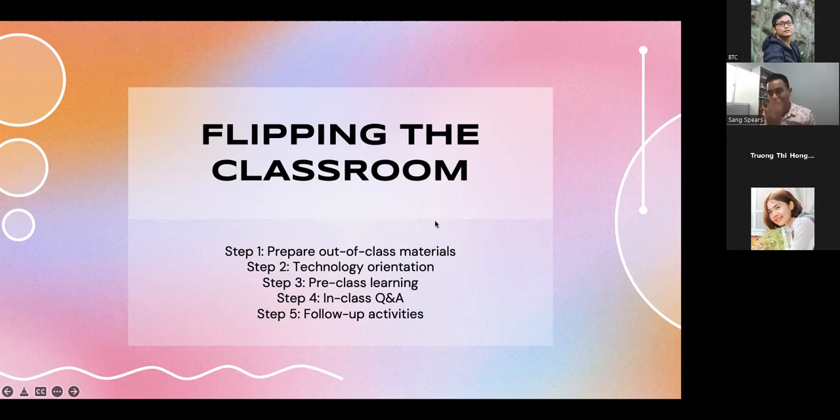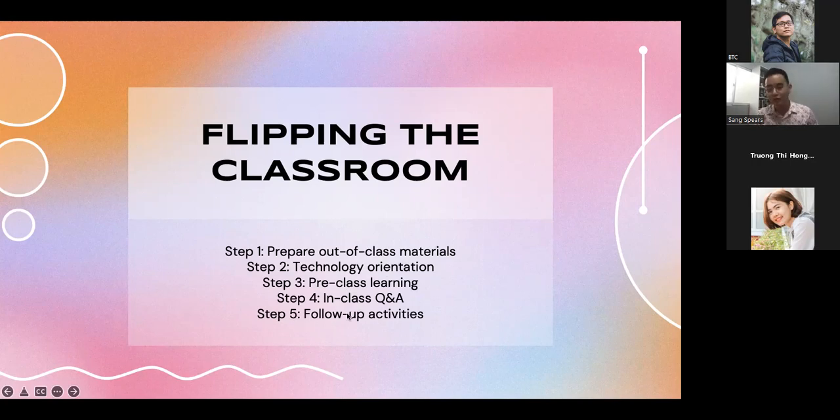The first one is to prepare out-of-class materials. The second part would be technology orientation, because a flipped classroom requires technological exposure. Without technological orientation, some students may be at a loss when conducting their own study at home. And then we will have pre-class learning, where the students use the out-of-class materials that you created, combined with the technology that you guided them to use, to learn the content knowledge before the class.